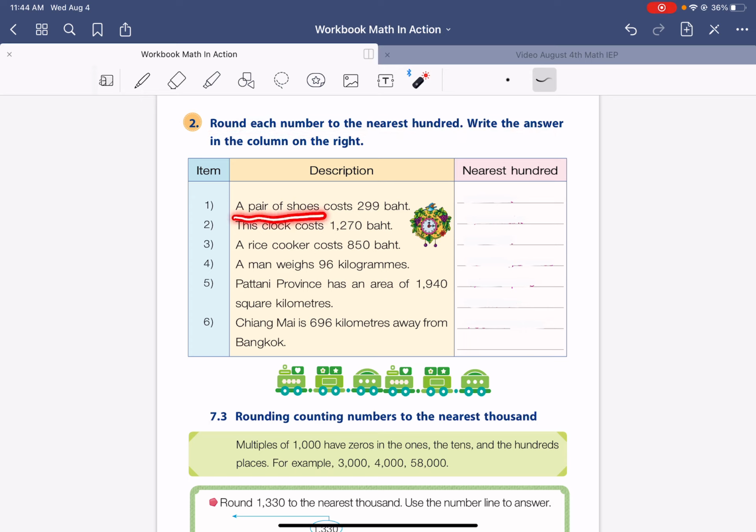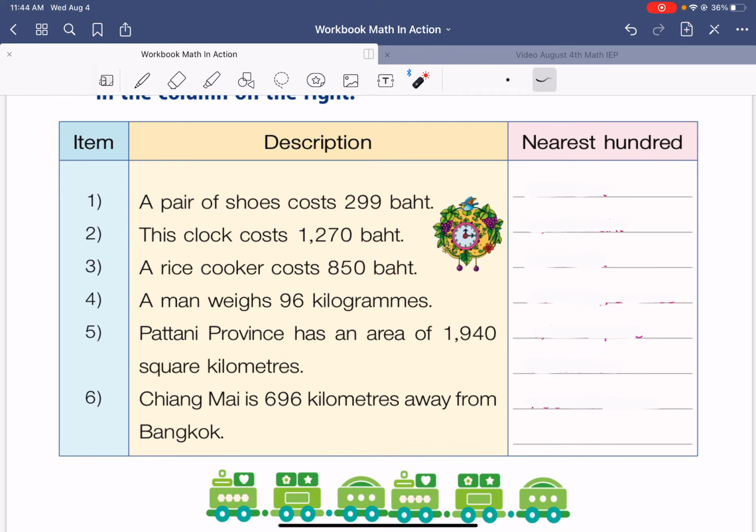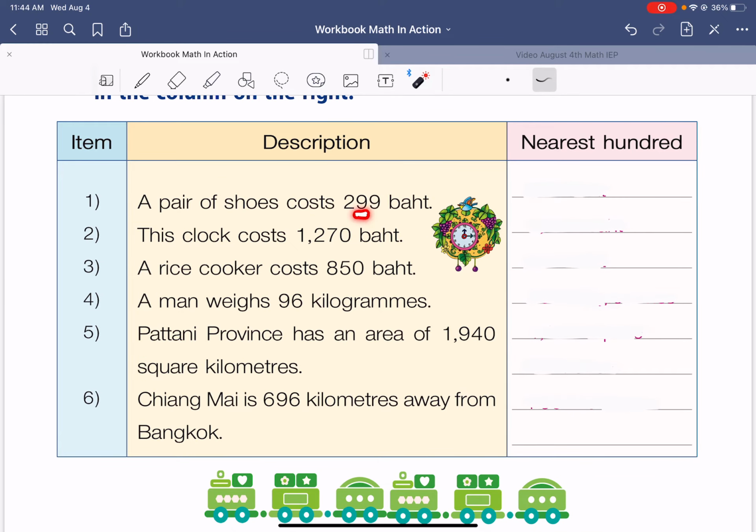A pair of shoes cost 299 baht. 299 baht, rounding up, right? We're going to round up because this 9 is 5, 6, 7, 8, and 9. So we're going to round up. So if this rounds up, we have to make this a 3 because we're adding to it. So what do we get? Rounding to the nearest 100, we get 300.